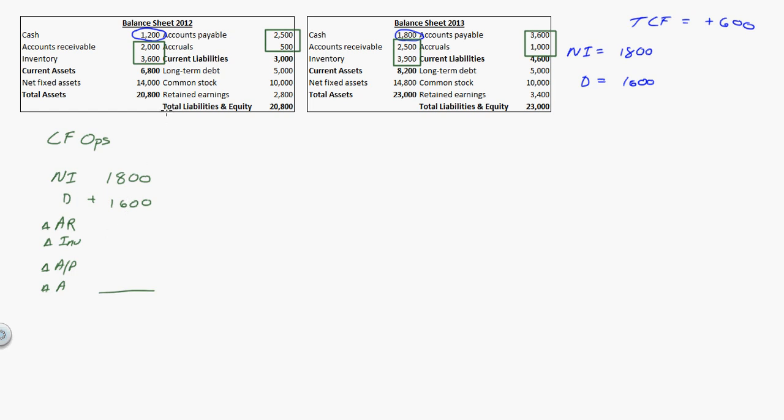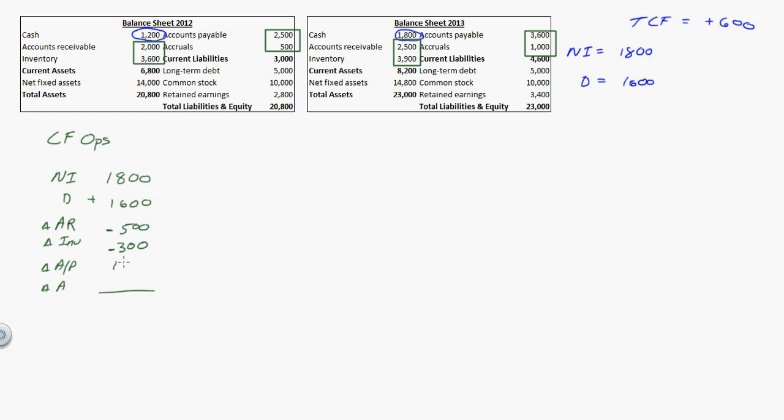So accounts receivable increased by $500 and inventory increased by $300. So is this a positive or negative cash flow? Accounts receivable is how much money I'm owed. I was owed $2,000. Now I'm owed $2,500. That's like somebody's borrowing money from me, so it's a negative cash flow for me. Inventory went up, so I bought more stuff, so that's a negative cash flow.